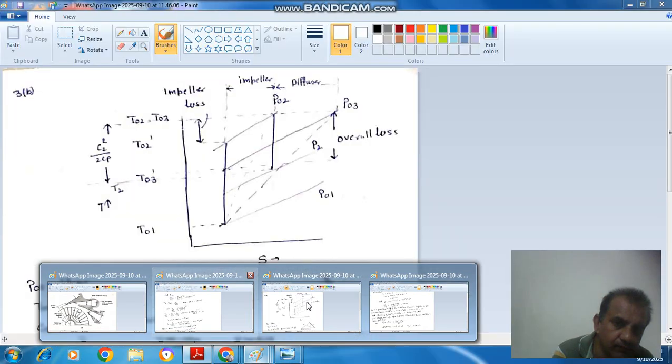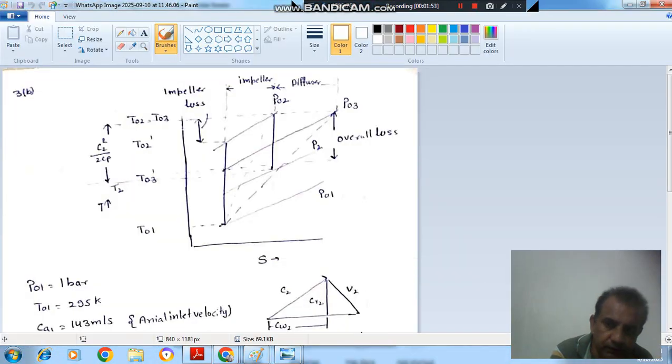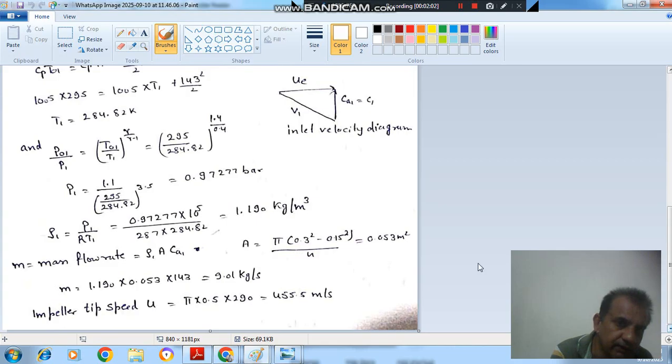we have data from the previous video that P01 is 1 bar, T01 is 295 Kelvin and Ca1 is 143, and we have calculated this P1 and rho 1, then mass flow rate, rho 1 and mass flow rate.